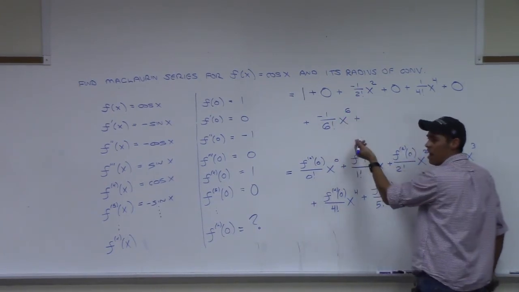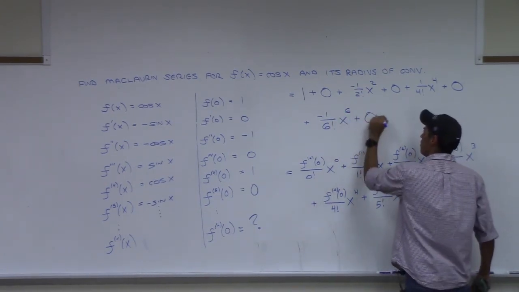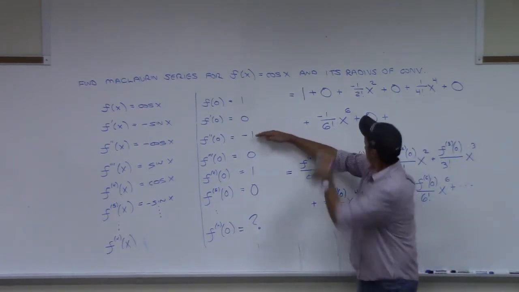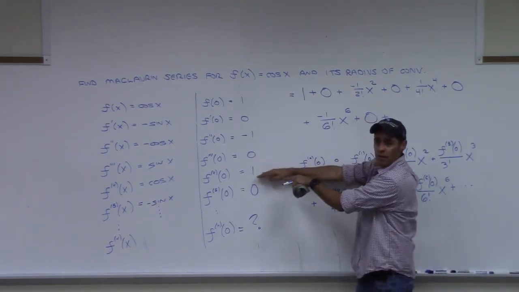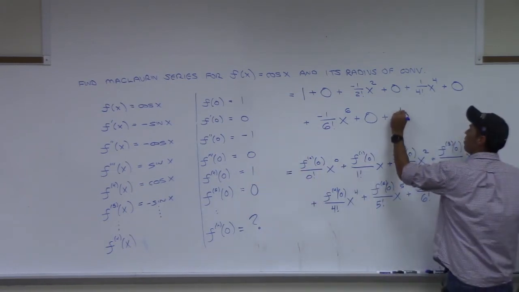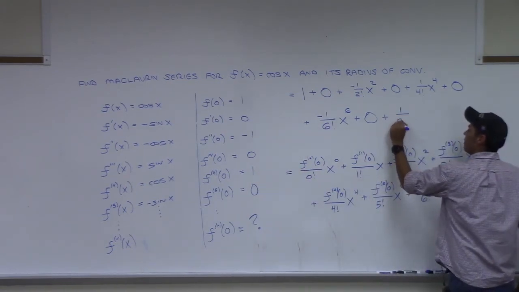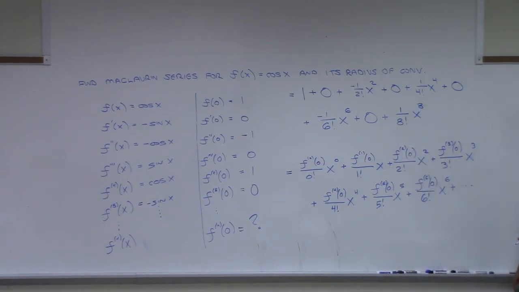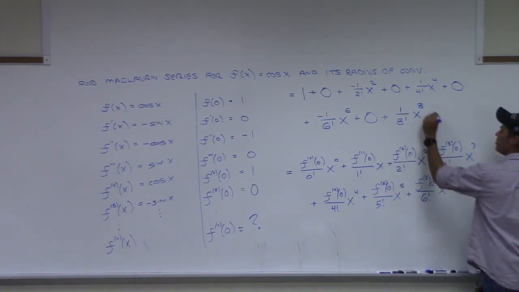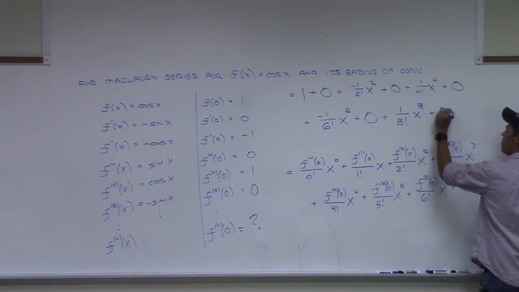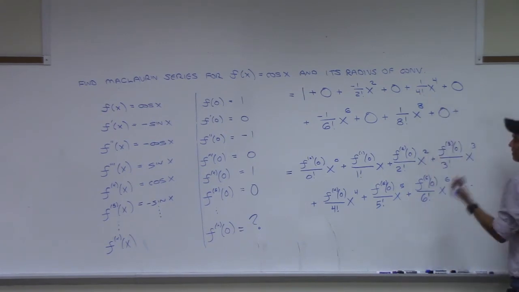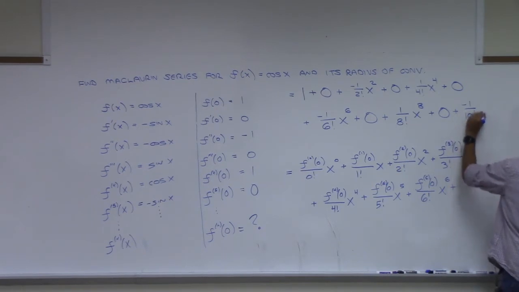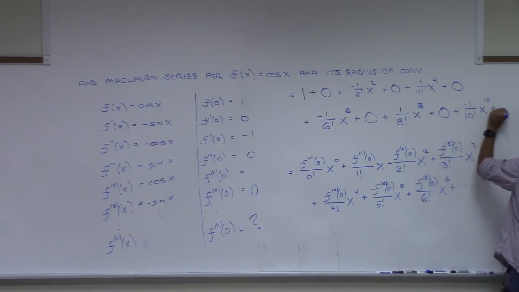Plus, we're now at an odd, right? Odd is 0. Plus, now we're on the 8th one. So we've gone from negative 1 here to 0, now we're back to 1. So positive 1 over 8 factorial x to the 8th. Let's just go a couple more. Plus 0, plus, now we're at negative 1. Negative 1 over 10 factorial x to the 10th plus dot, dot, dot.